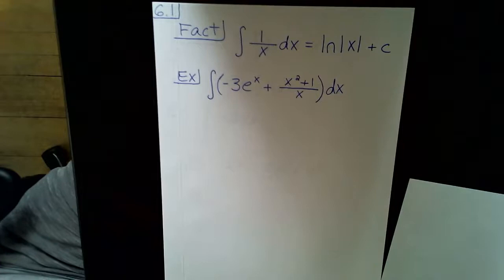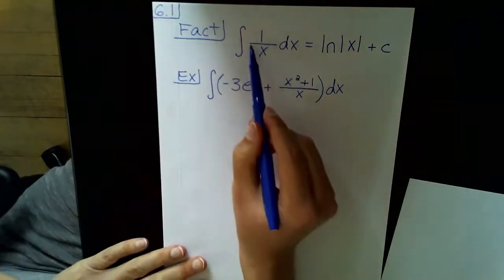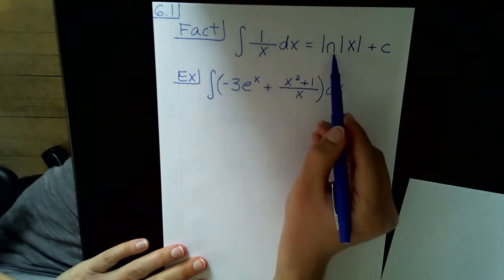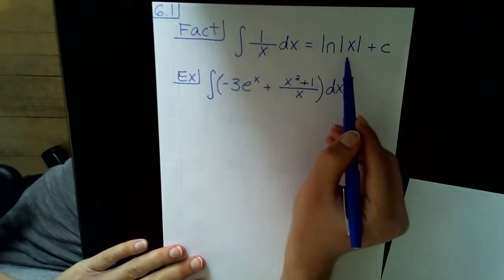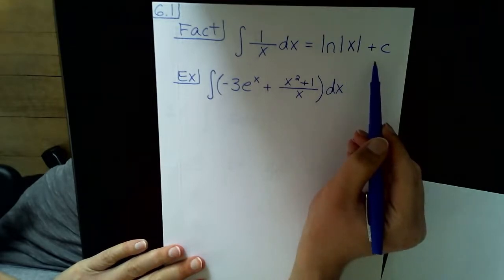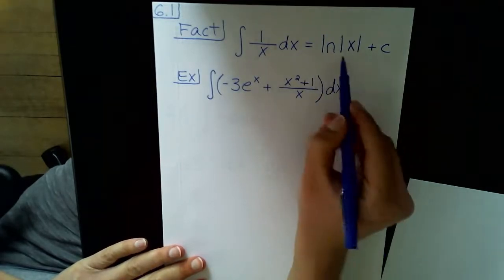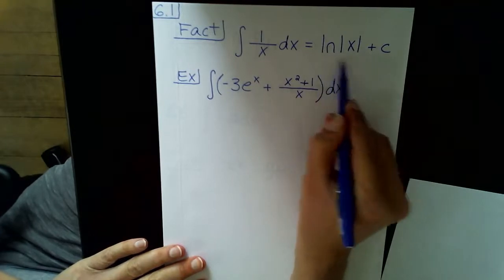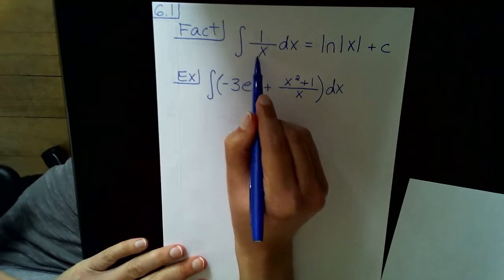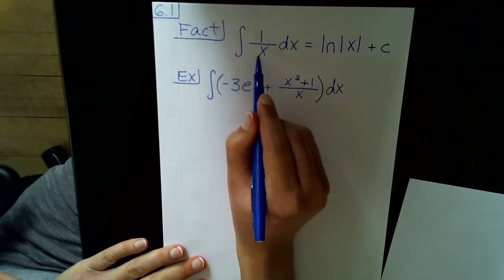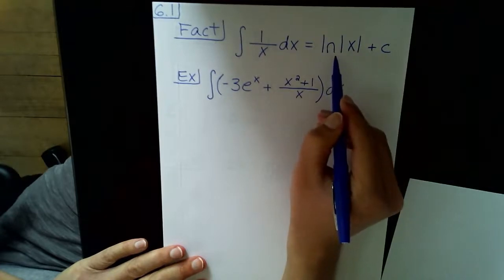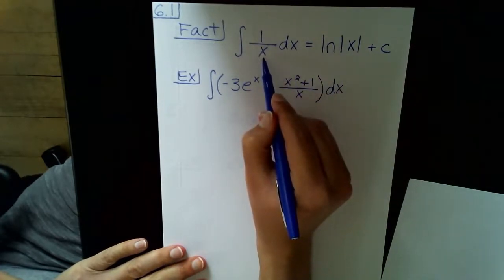At this point, we'll introduce another fact that says the integral of 1 over x dx is equal to the natural log of the absolute value of x plus c. Think about why that's the case. Remember, if you were to take the derivative of this, you should end up getting what's inside the antiderivative. What's the derivative of the natural log of x? Well, that's just 1 over x.